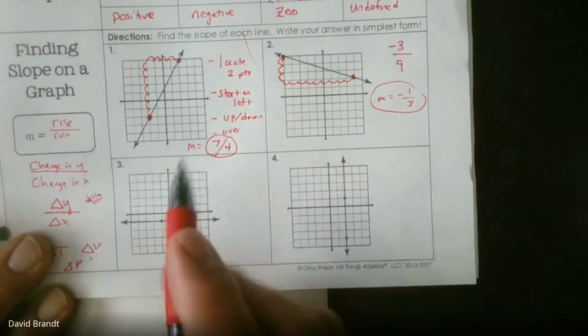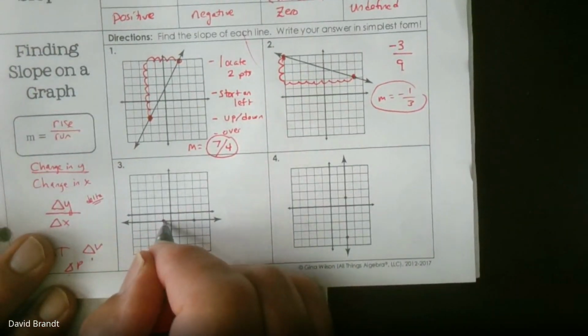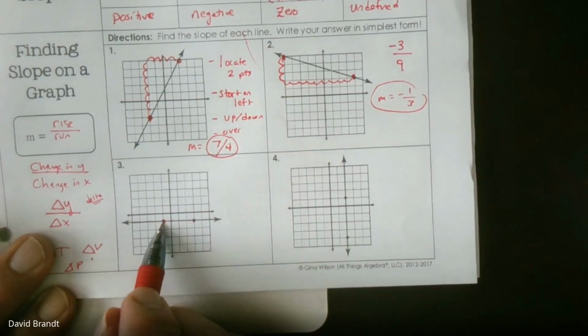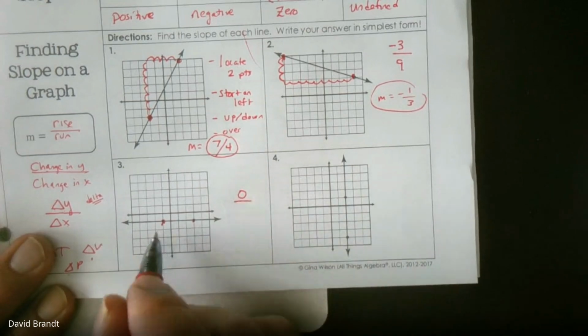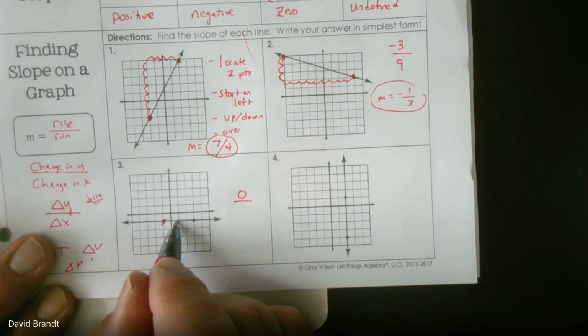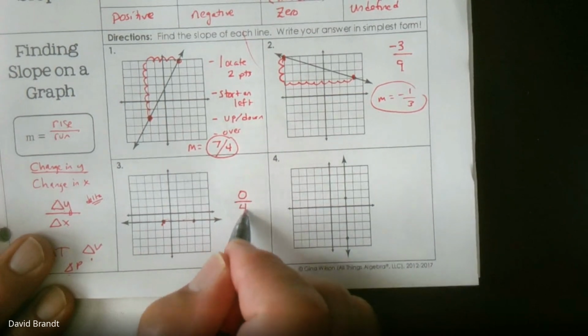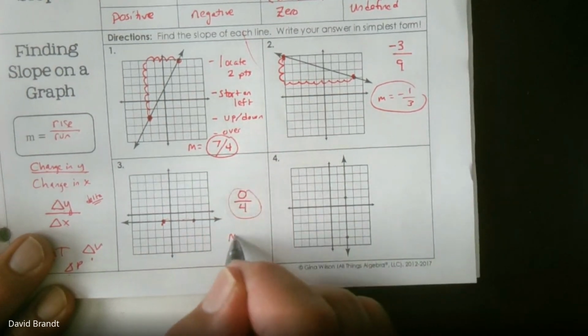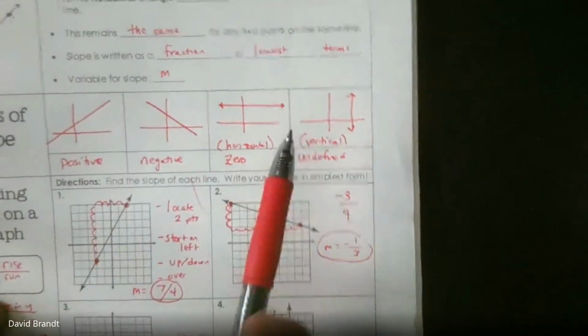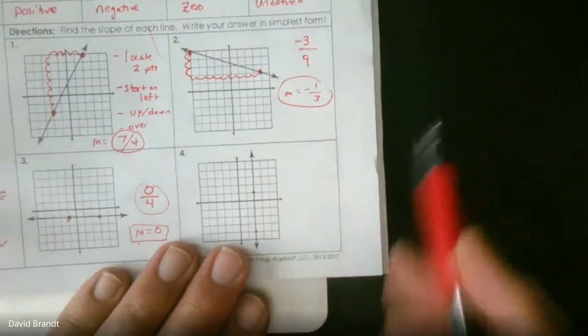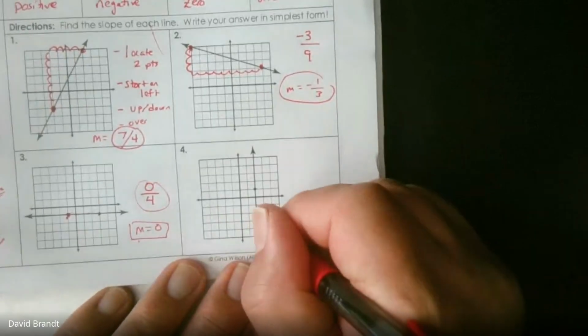Now, number three, we've got 2 points right here. Start with the point on the left. How many do you go up? You don't go up at all. So the vertical, the change in y, the rise, would be 0. How many do you go over? 1, 2, 3, 4. Up 0 over 4. 0 over 4 reduces to 0. And that's horizontal. And we knew that from up here, when you have a horizontal line, the slope is going to be 0.